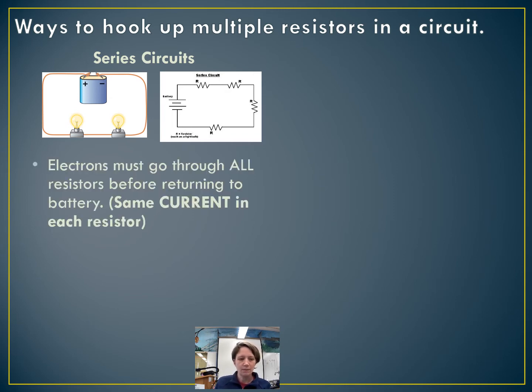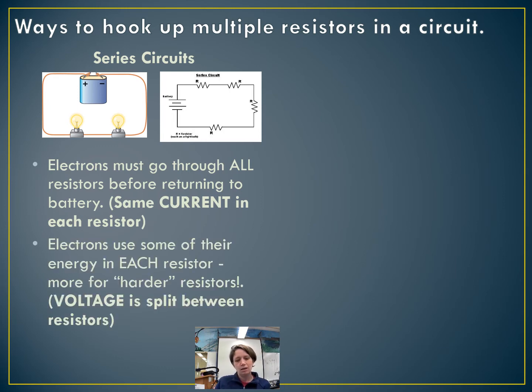Couple quick rules of thumb for series circuits. Because the electrons have to go through all of those resistors, because there's only a single path, this means that the current is going to be the same out of the battery through each resistor. All of the currents have to be the same because we're not allowed to gain or lose any electrons in the circuit. The voltage, on the other hand, may not be the same in every resistor.